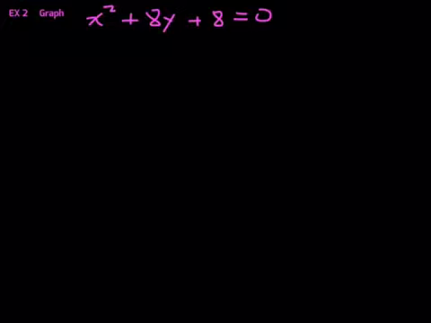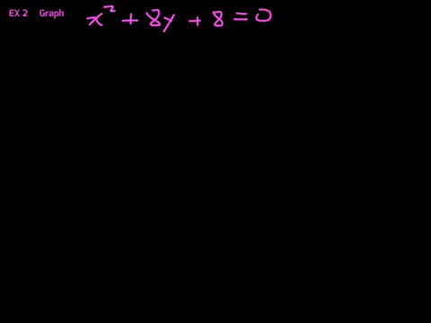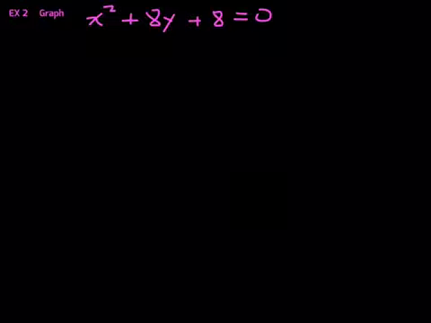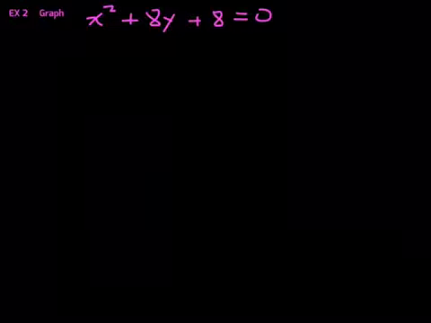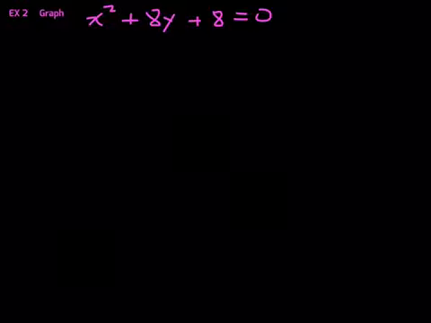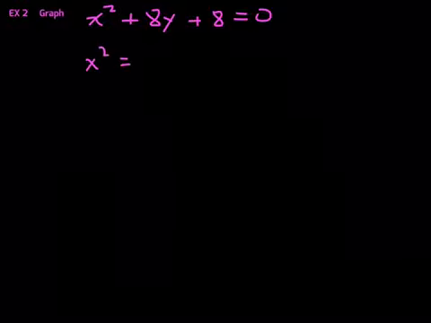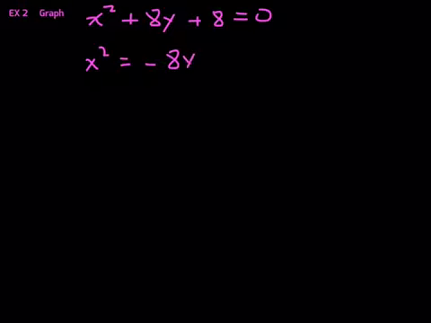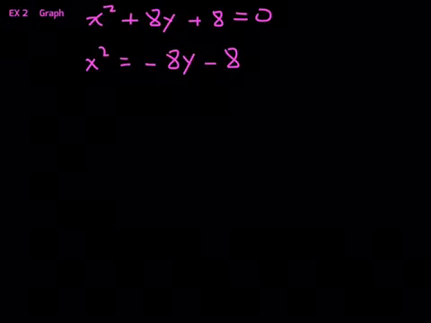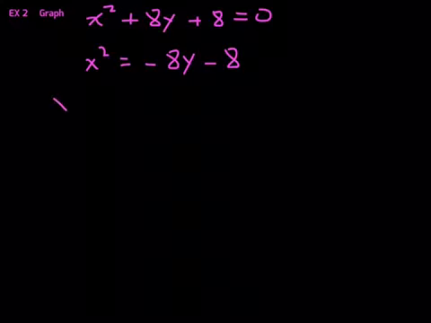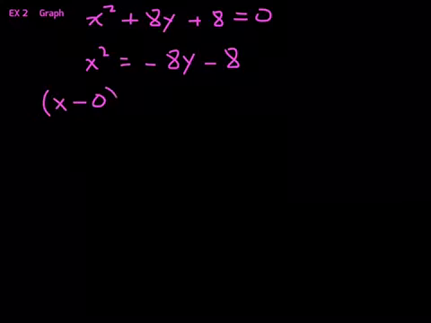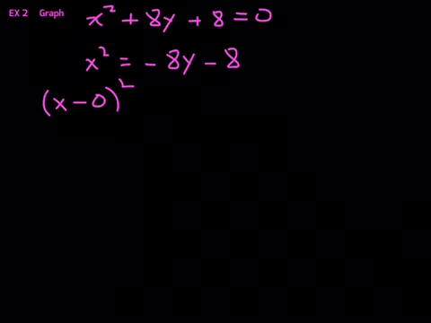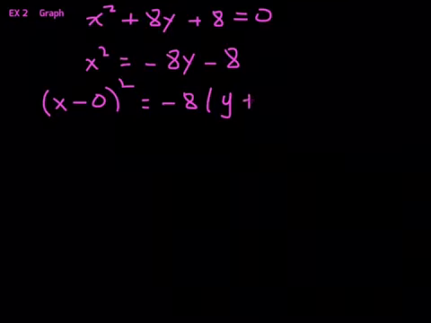So I'm going to move the y term and the constant term, anything that doesn't have an x, over to the other side. That leaves us with x² = -8y - 8. The next thing I can do is rewrite the left-hand side to be really clear about what my vertex is. The left-hand side is the same thing as (x - 0)². On the right, I want to factor out that -8, leaving me with (y + 1) inside.